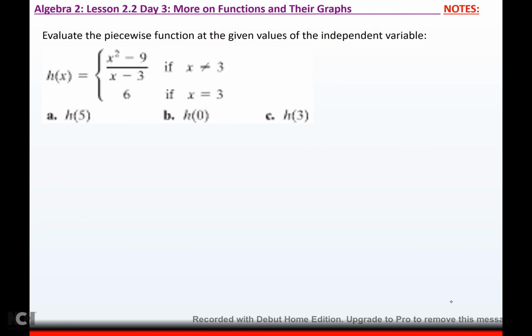Alright. Evaluate this piecewise function at the given values of the independent variable. This one says if x does not equal 3, so if it equals -5, -4, -3, -2, -1, 0, 1, 2, 4, 5, 6, the only thing it can't be is 3. So if they give you anything but 3, you plug it into the top. If they give you 3, then you plug it into the bottom.